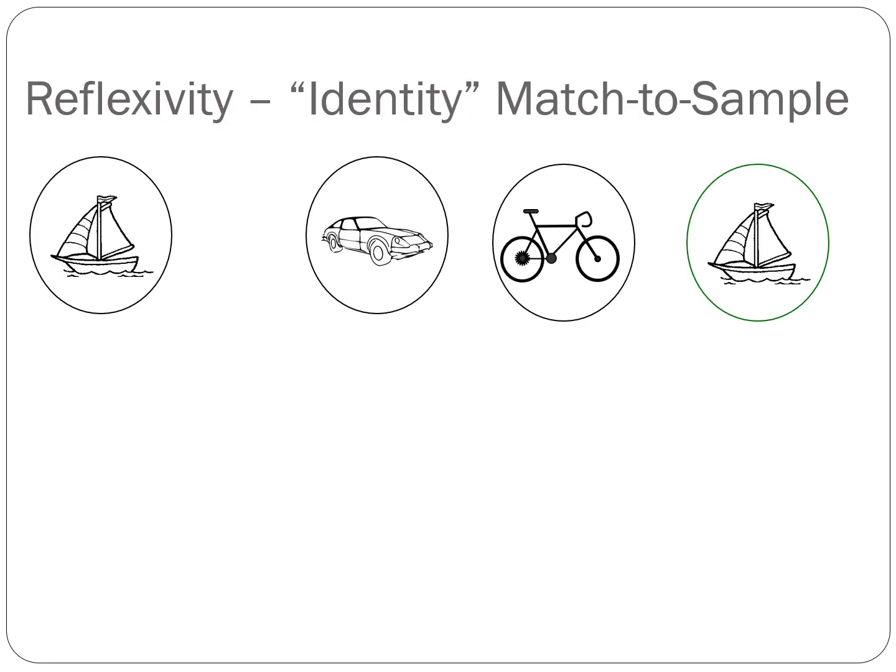To review a bit, reflexivity is simply identity matching to sample. I show you a sailboat, and you select sailboat from the array. The stimuli in the array are two S deltas and an SD. The sailboat sample is the conditional SD, and an additional conditional SD might be the instruction to match or pick the same.